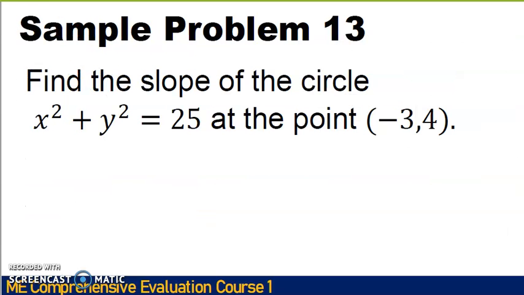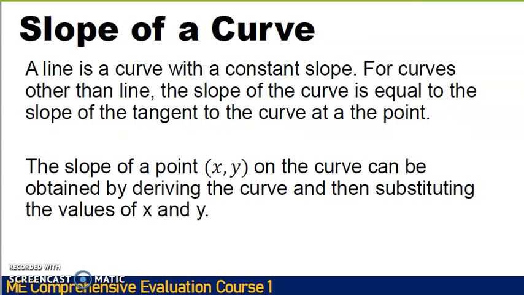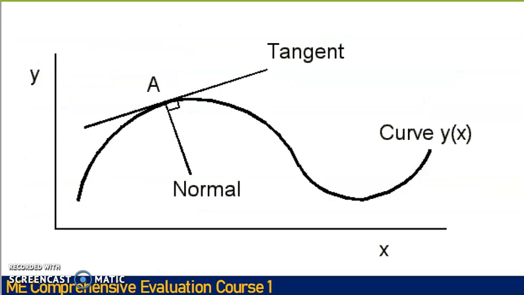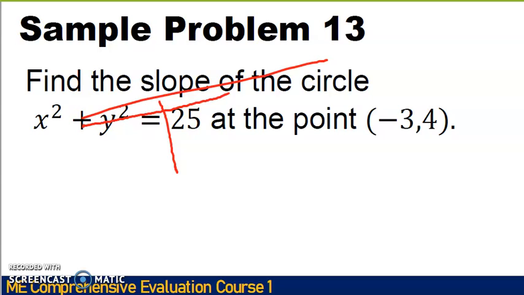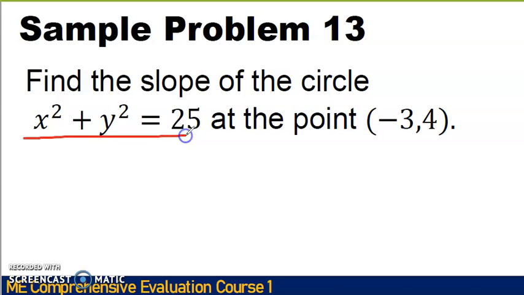Sample problem number 13. This is an application of finding the slope of a curve. The slope of the curve is the slope of the straight line tangent to the curve at that particular point. We are given a circle x squared plus y squared is equal to 25, and we want to find the slope at negative 3, 4.